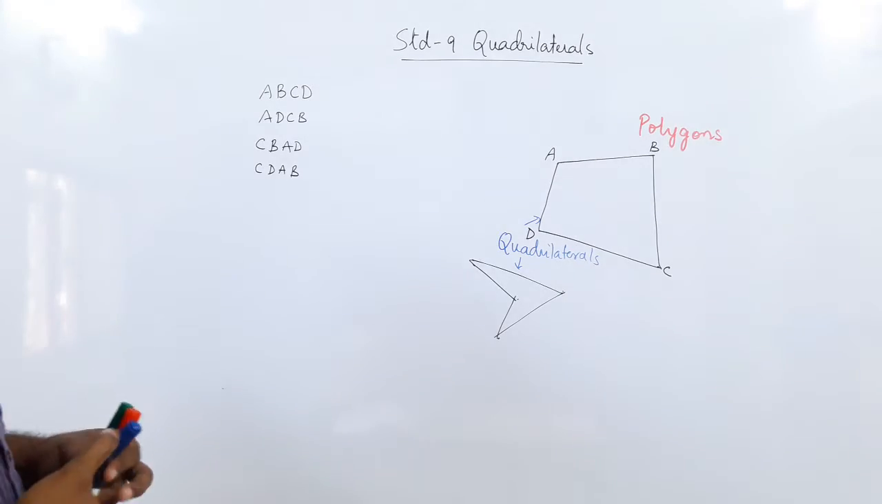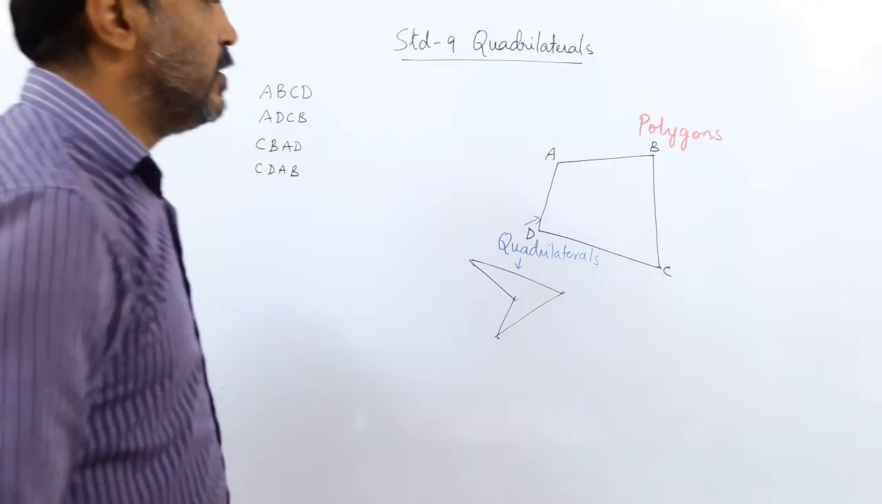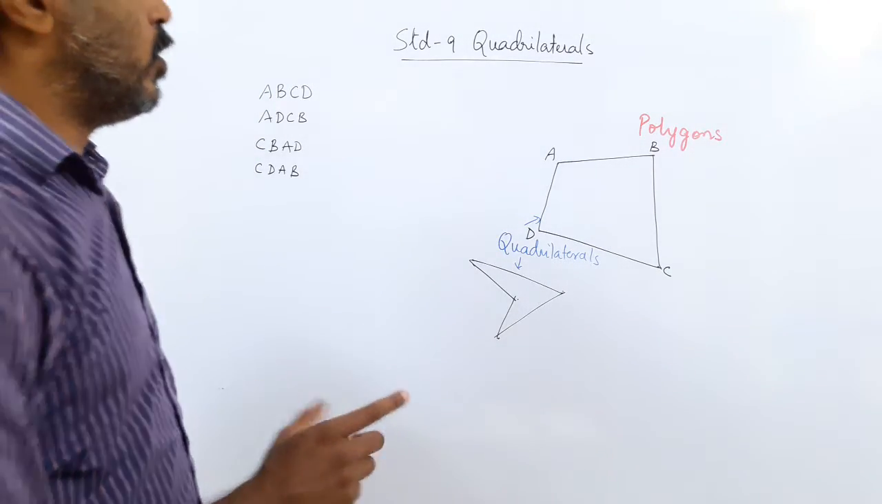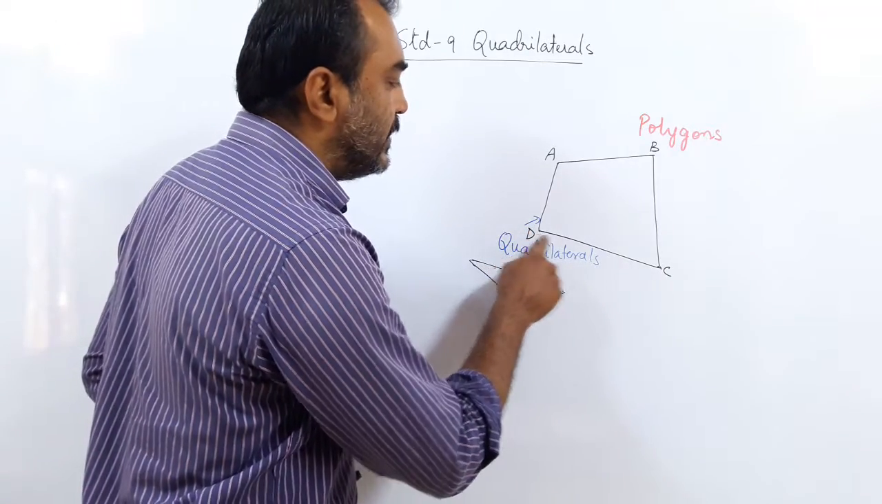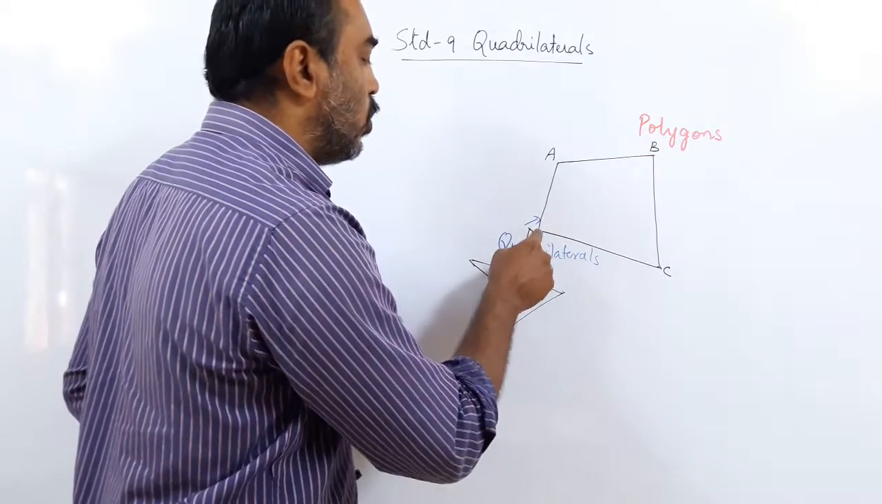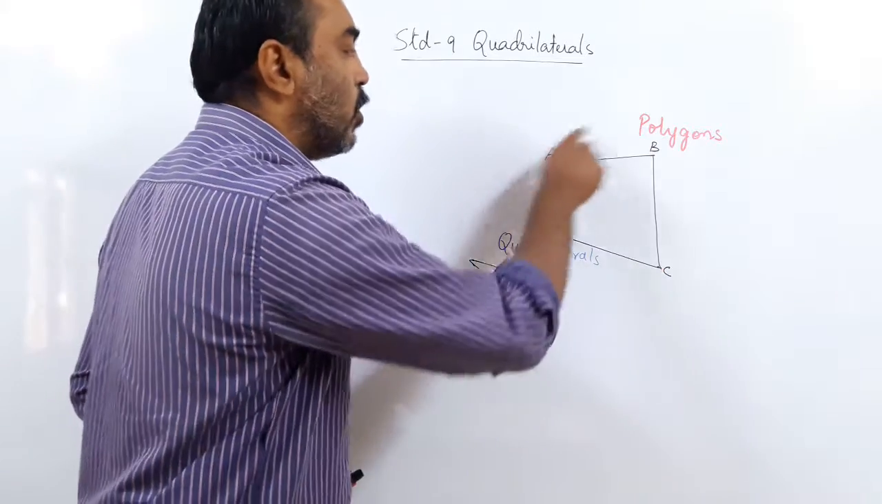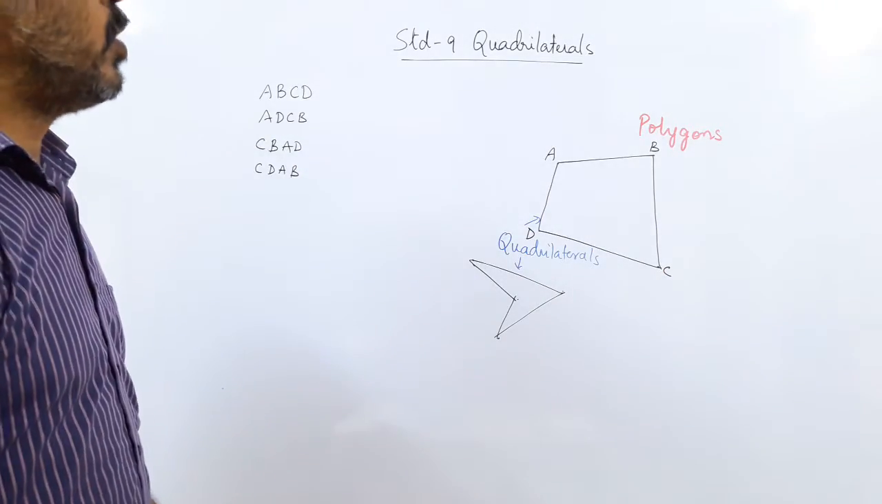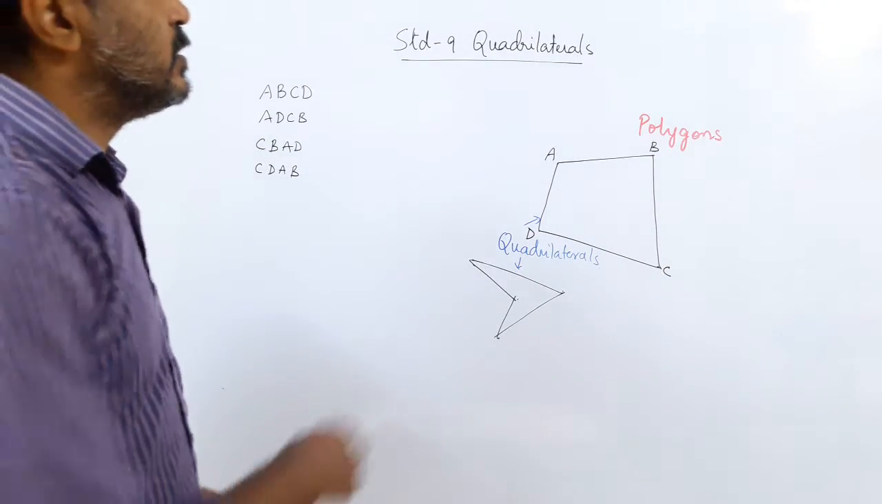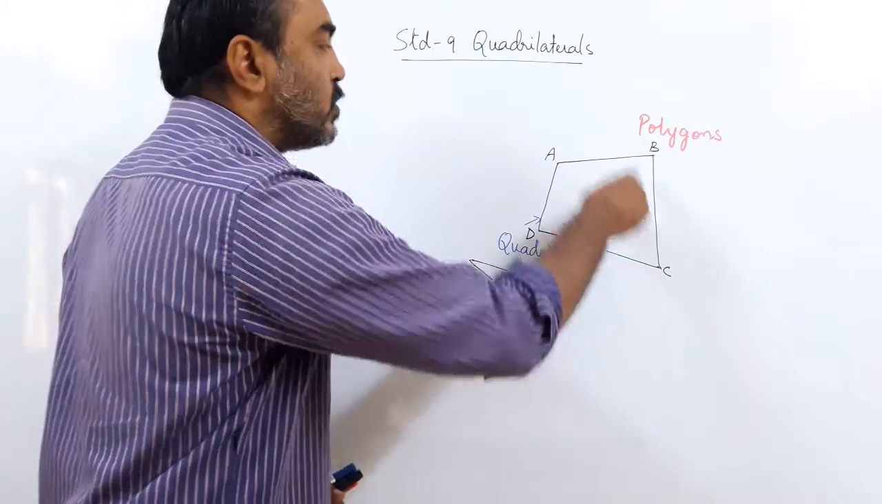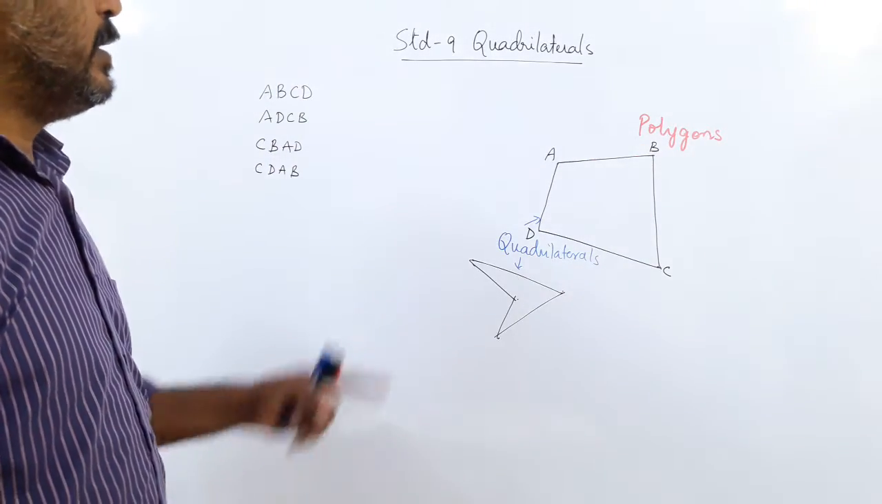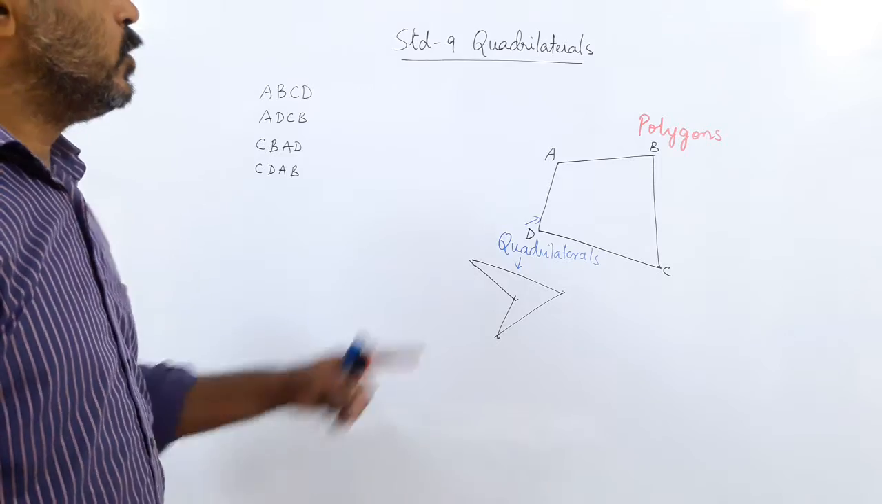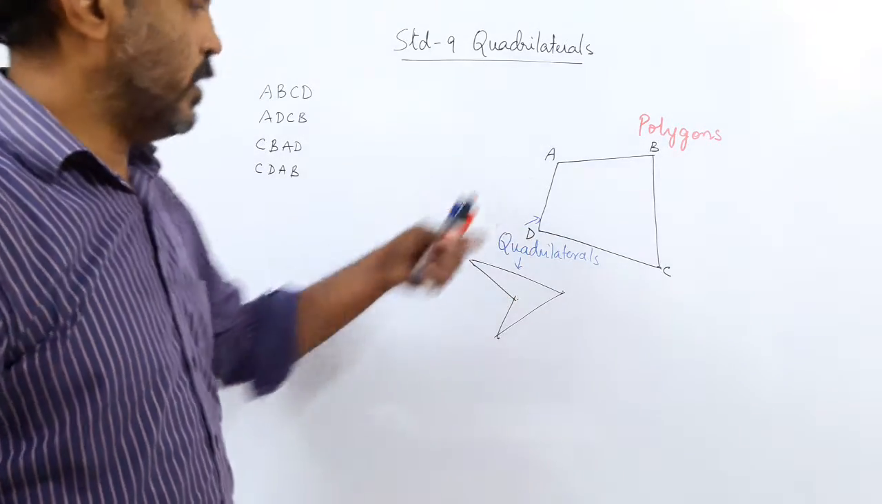Whichever name you choose, this is a quadrilateral having 4 sides. The only condition is you have to follow an order. So if you start from here, you can call it D, C, B, A or D, A, B, C. The order has to be maintained. So a quadrilateral is a polygon having 4 sides. Okay, and how do you name a quadrilateral? You name the quadrilateral in an order.